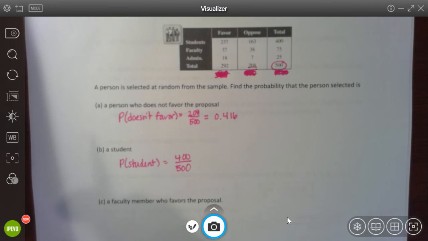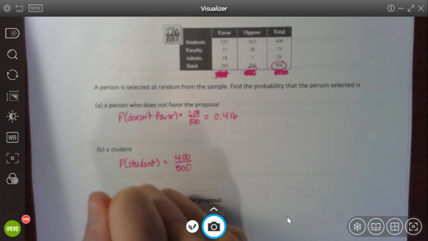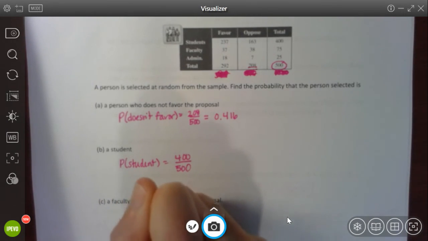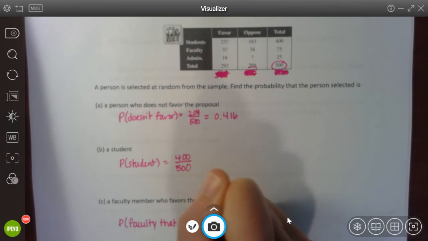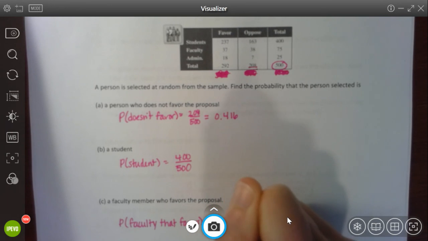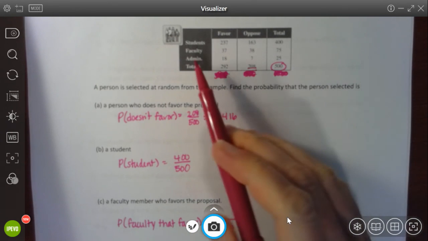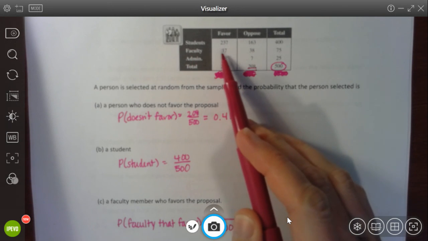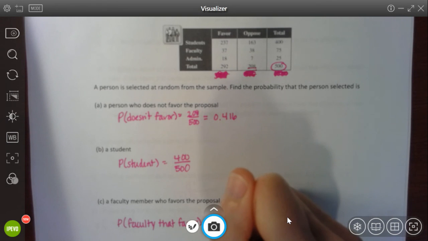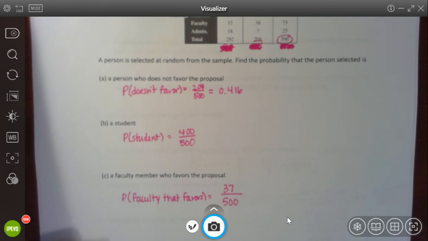And finally, for letter C, they want to know what's the probability of getting a faculty member who favors the proposal. Now this one, we're still coming out of our pool of 500 people, but this time we want to go for faculty and favoring. So if I look at my chart, there's only 37 people that fit that criteria. So it's going to be 37 over 500, and again, you can convert that to your decimal. Okay?